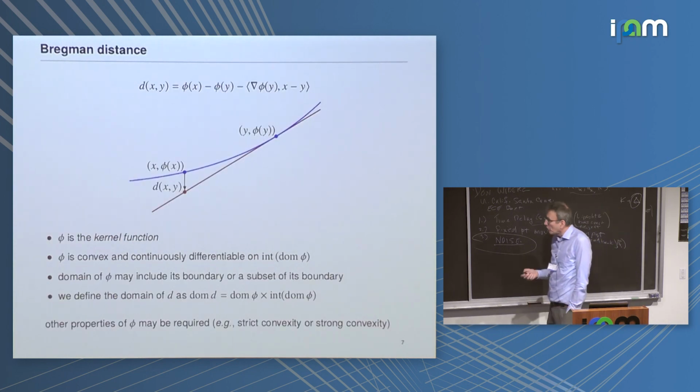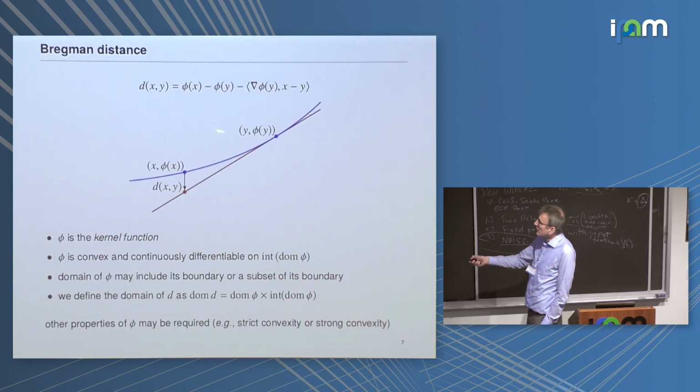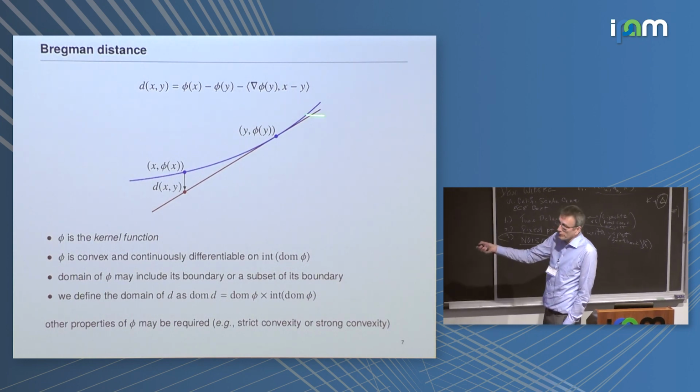And of course, another important difference with the standard distance is that this is not defined for all x and y, because in applications, phi has a domain. Right?